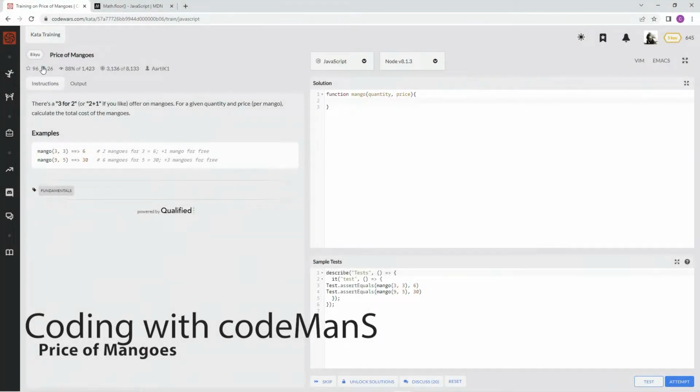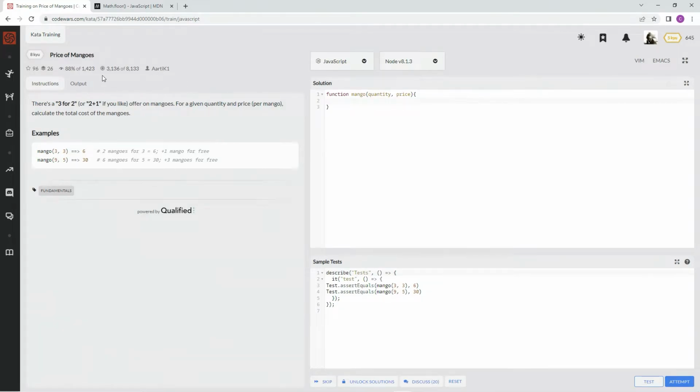All right, now for 8Q, Price of Mangoes. This is by Arctic, and 88% of the people like it. There's a 3-for-2, or 2+1 if you like, offer on mangoes. For a given quantity and price per mango, calculate the total cost of the mangoes, right?